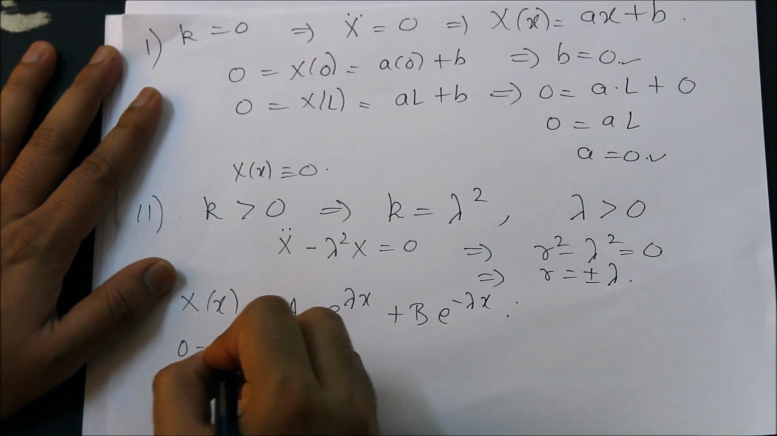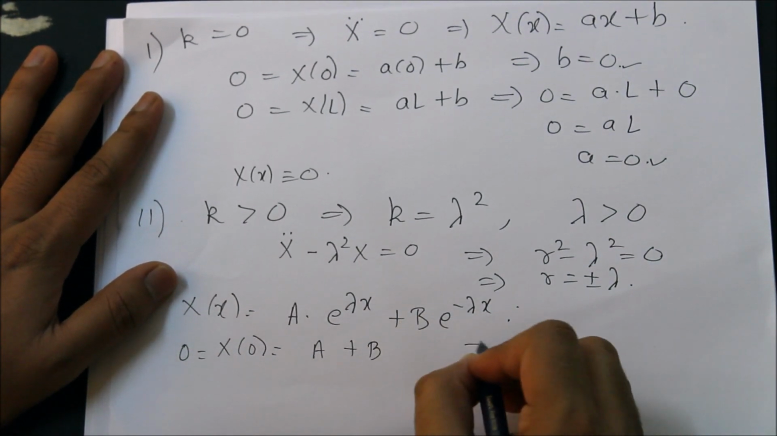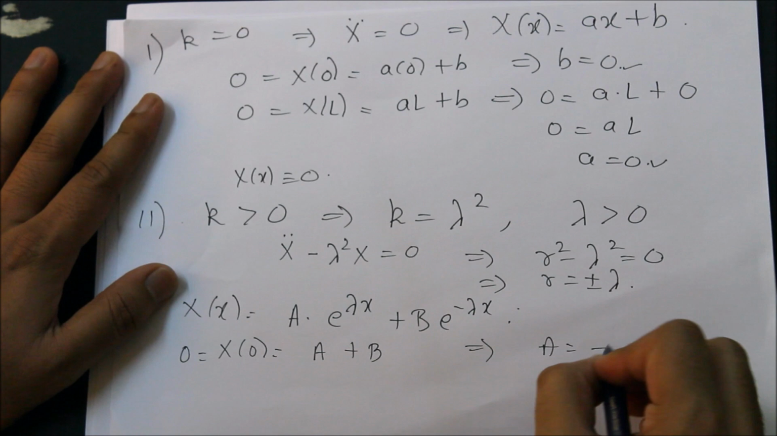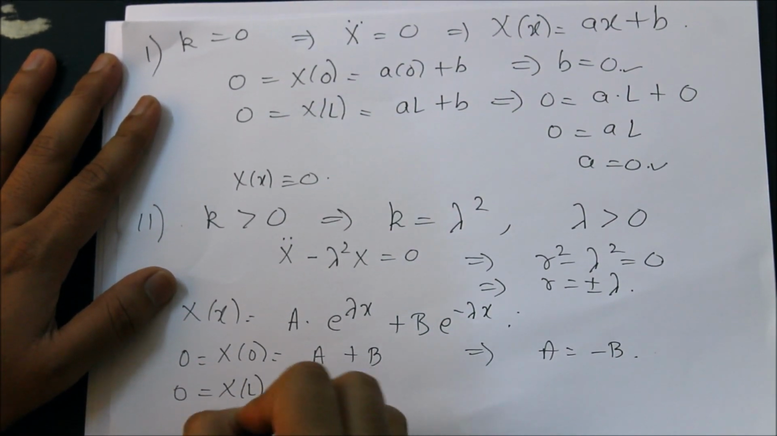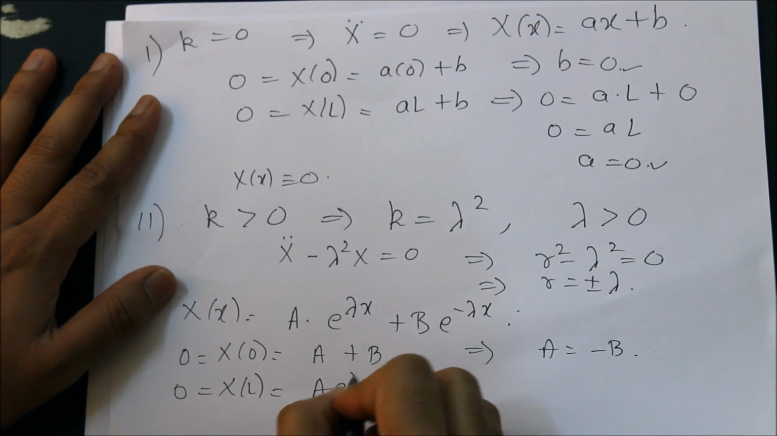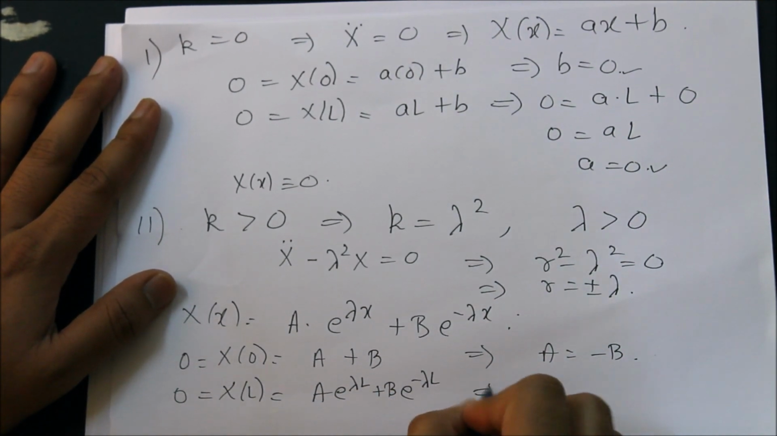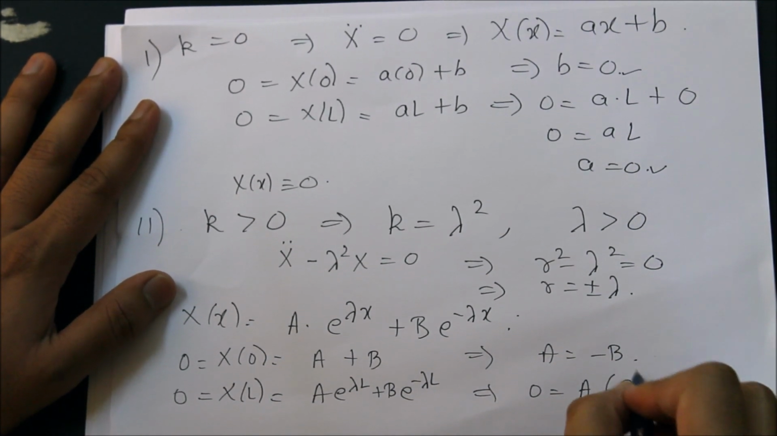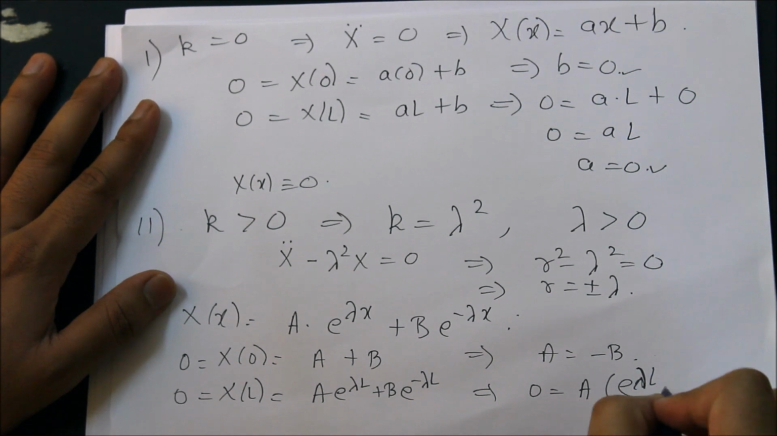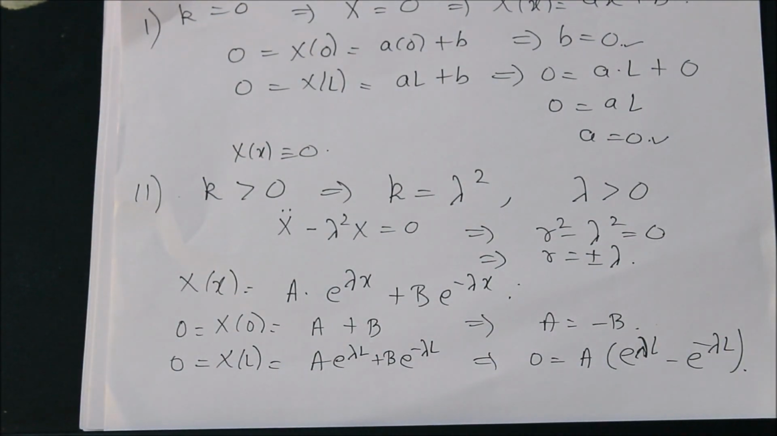I get 0 is equal to x of 0 is equal to a plus b, because e raised to 0 is 1. So I have a equal to minus b. And what another thing do I have? 0 equal to x of L, a e raised to lambda L plus b e raised to minus lambda L. But what is my b? b is minus a. So if I take out a outside, e raised to lambda L minus e raised to minus lambda L, because my b is nothing but minus a.